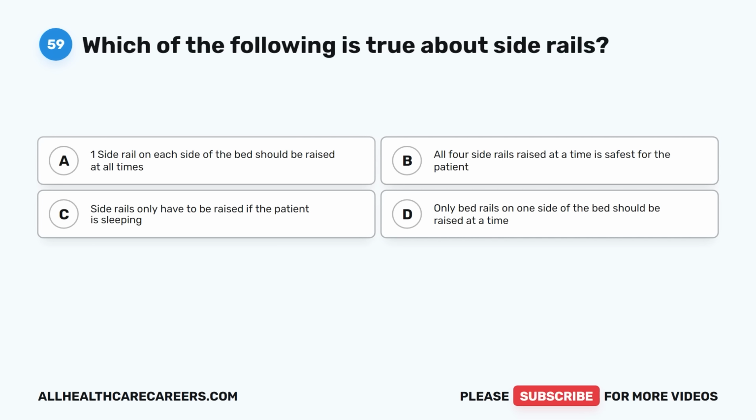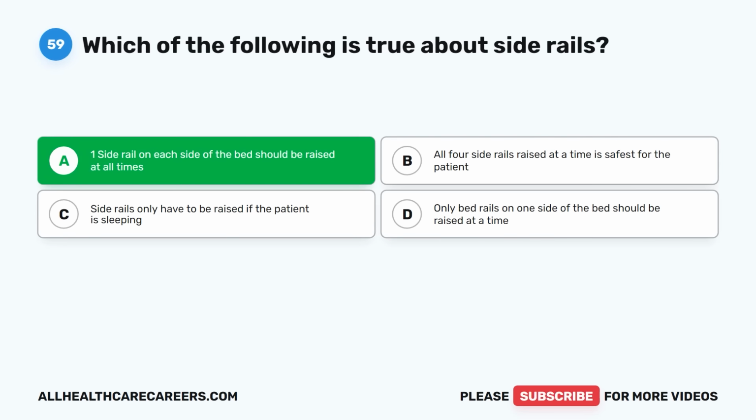Question 59. Which of the following is true about side rails? A. 1 side rail on each side of the bed should be raised at all times. B. All 4 side rails raised at a time is safest for the patient. C. Side rails only have to be raised if the patient is sleeping. D. Only bed rails on one side of the bed should be raised at a time. The correct answer is A.